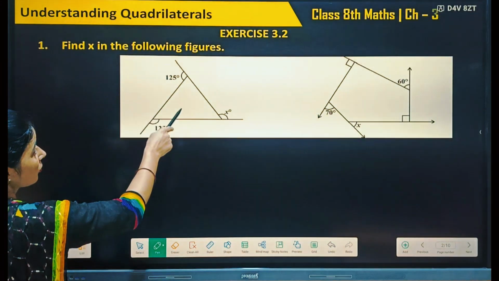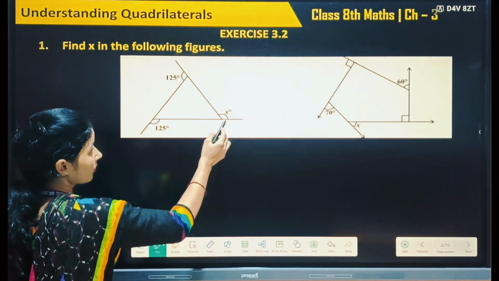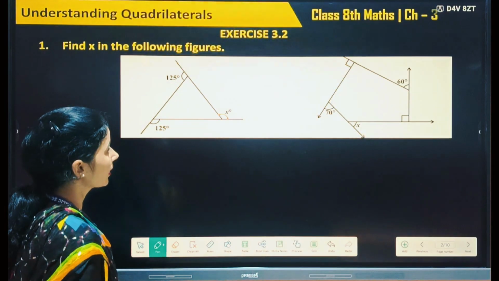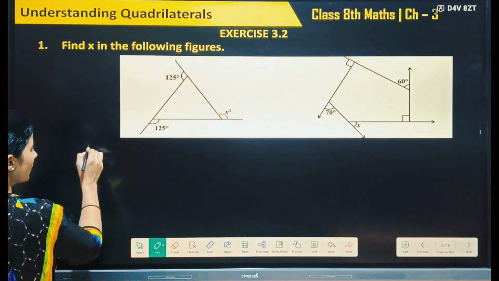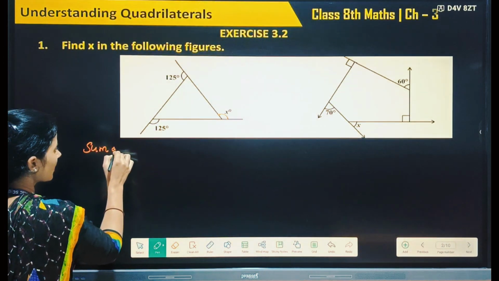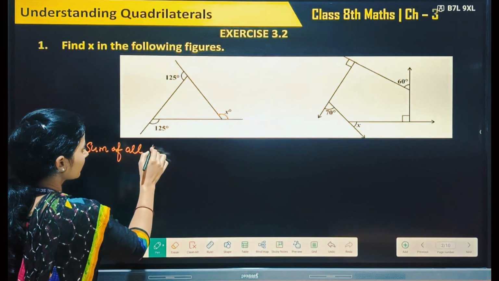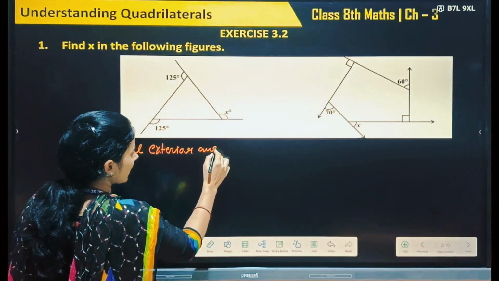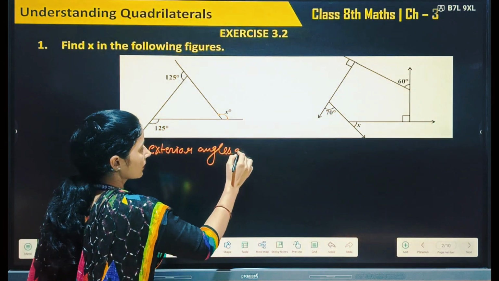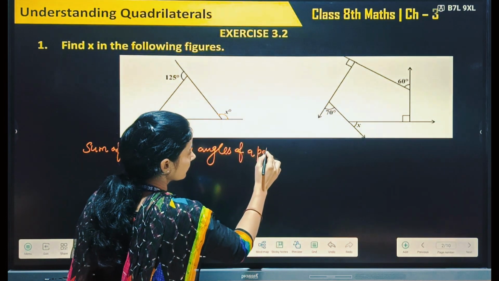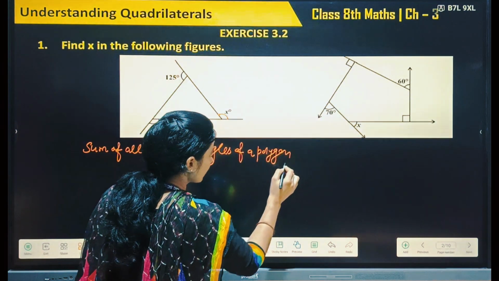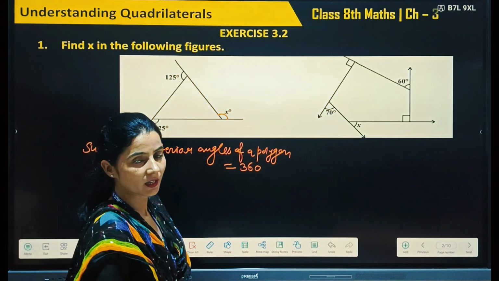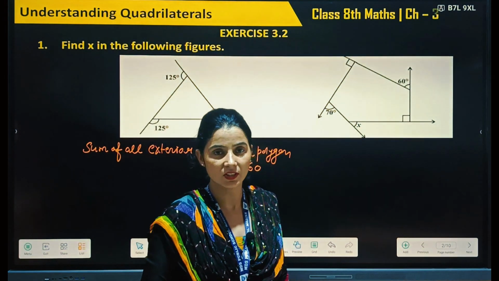Find x in the following figure. In this polygon, we need to find out value of this x. How we can find out? We know sum of all exterior angle of a polygon is equals to 360. Sum of all exterior angle of a polygon is equals to 360 degree.